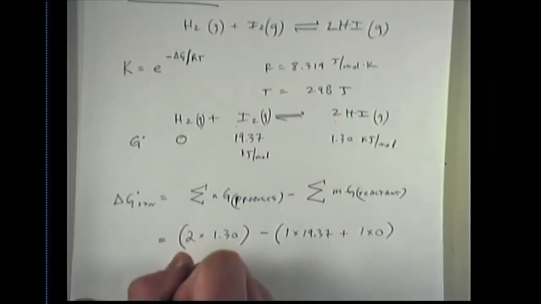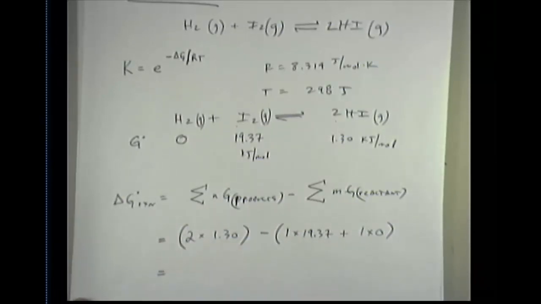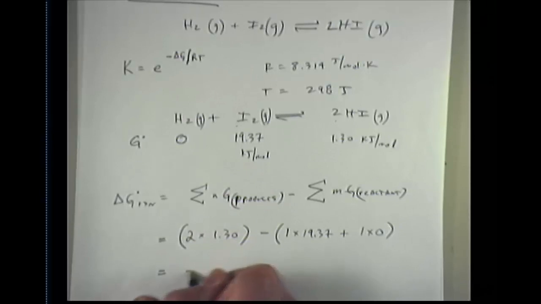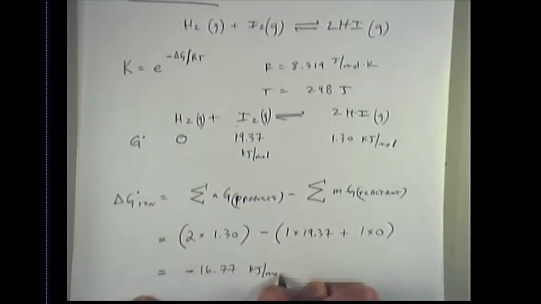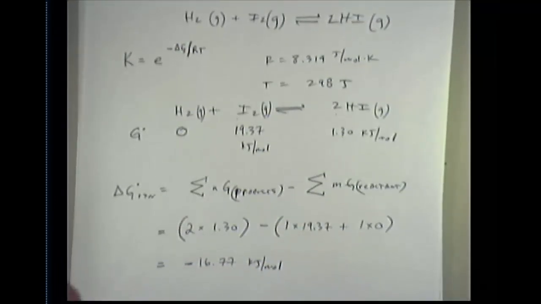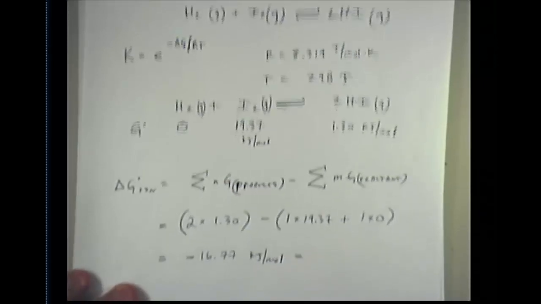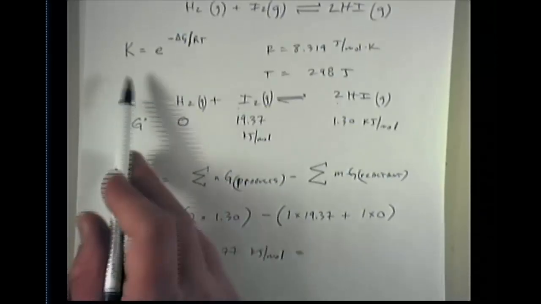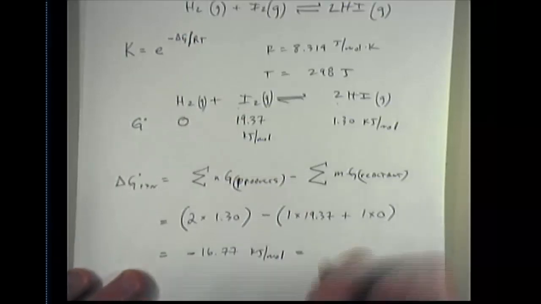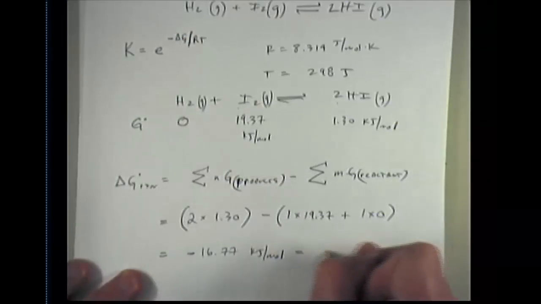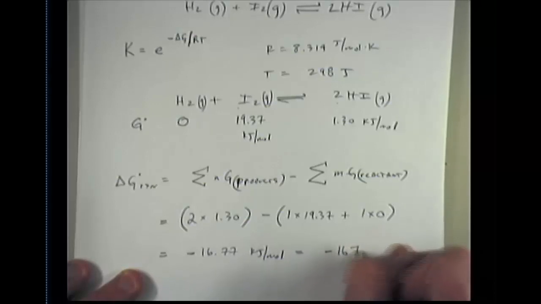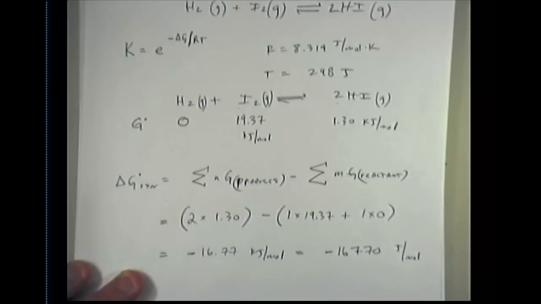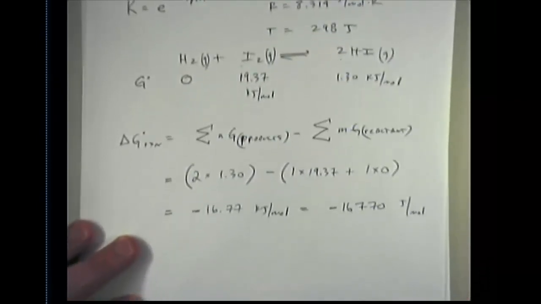When I throw that into my calculator, the overall delta G that I end up getting is negative 16.77 kilojoules per mole. And one thing I hasten to point out is that we have to convert this to joules per mole in order for our units to match in the equilibrium constant expression. So I can multiply that by 1,000 to get 16,770 joules per mole.